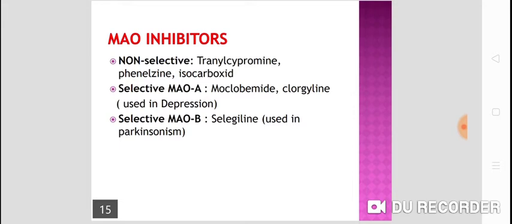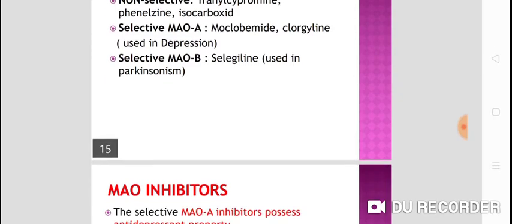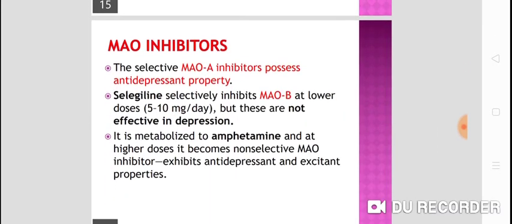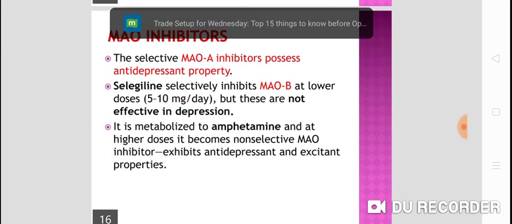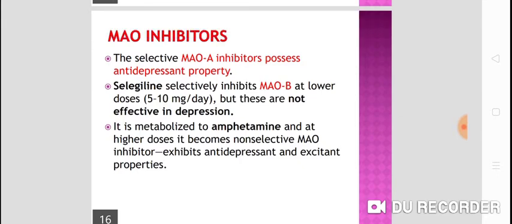Non-selective: tranylcypromine, phenelzine, isocarboxazid. Selective monoamine oxidase A: moclobemide, clorgyline. They are used in depression. Selective monoamine oxidase B: selegiline, which is used in Parkinsonism. Okay. So monoamine oxidase A inhibitors possess antidepressant property.